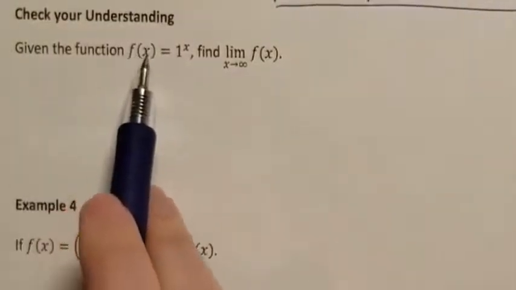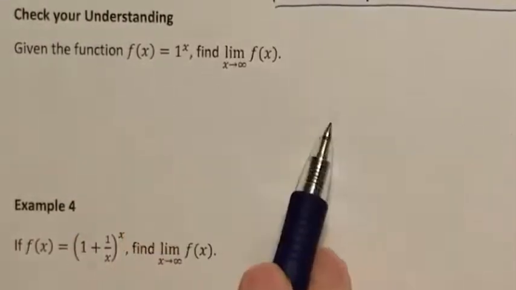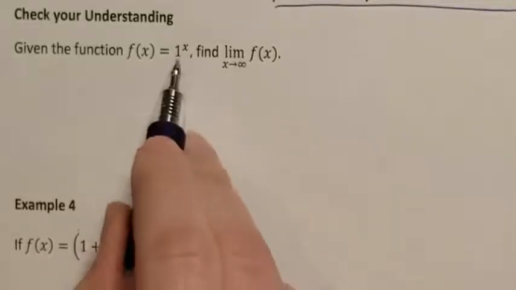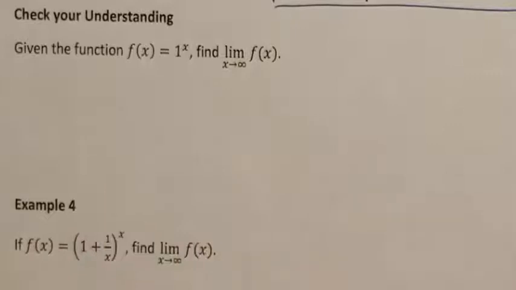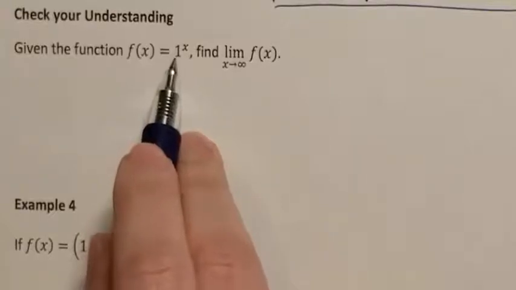Now let's check your understanding. Given the function f of x equals 1 to the x power, find the limit. I don't want to do a table. I want you to think about this. This says 1 raised to any exponent. The exponent represents how many times that 1 is going to be multiplied together. No matter how many times you multiply 1 together, you're still going to get 1.